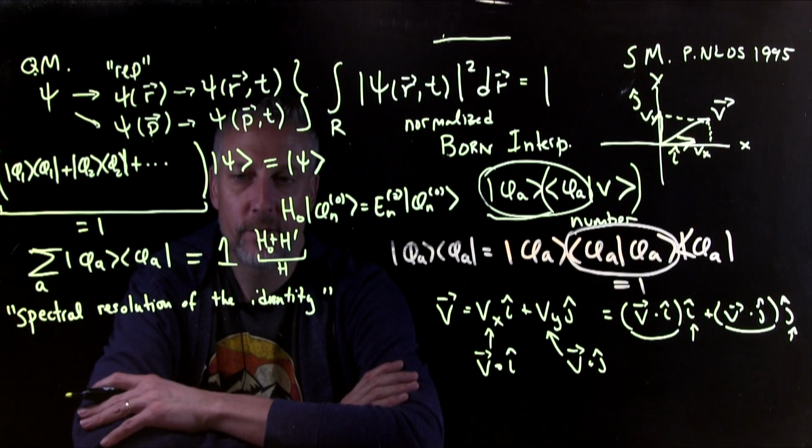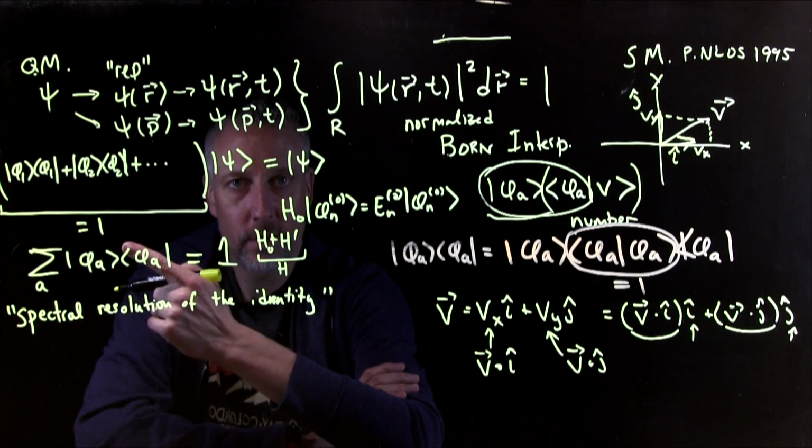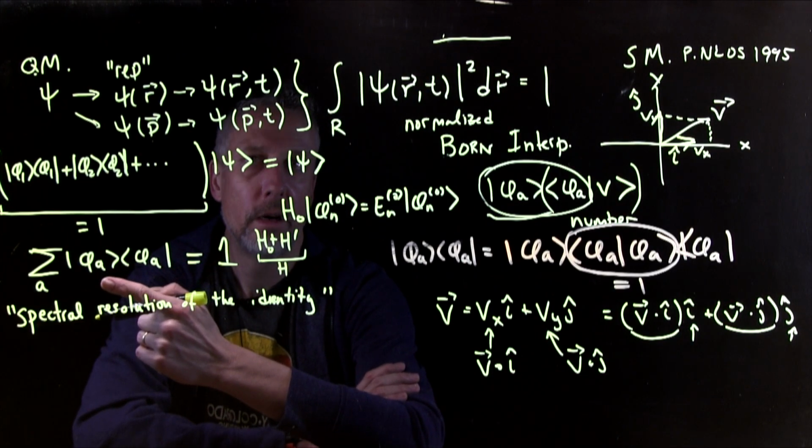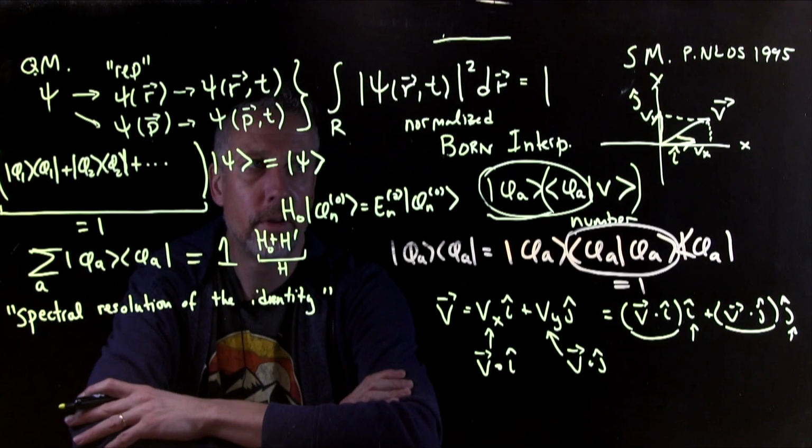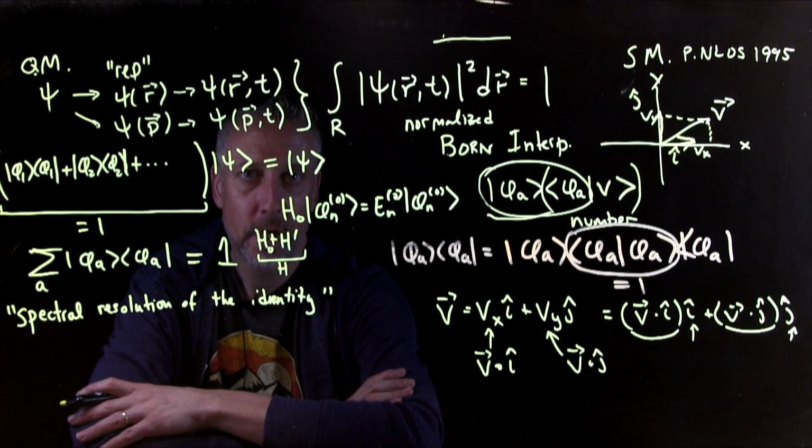Okay? All right, so that's the layout for the first bit of the structure of operators: expectation values, projection operators, resolution of the identity, a reminder of the Born interpretation. Yeah, and we'll keep going from there.